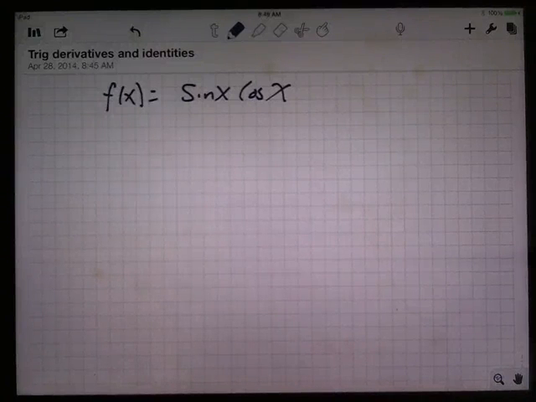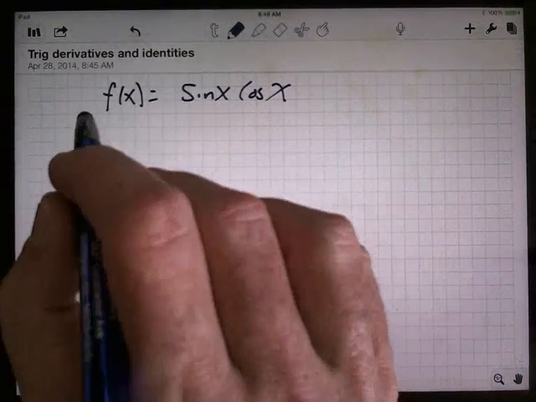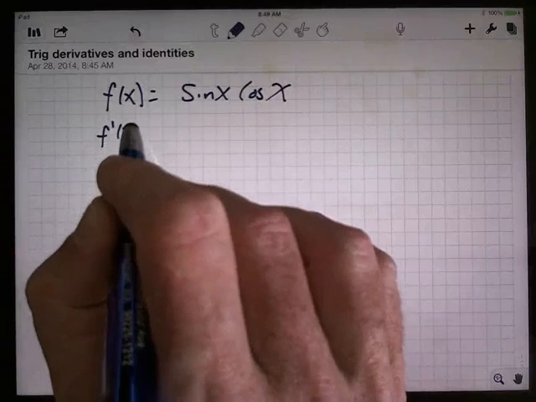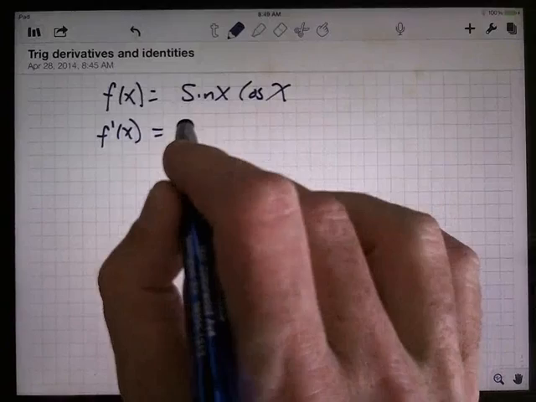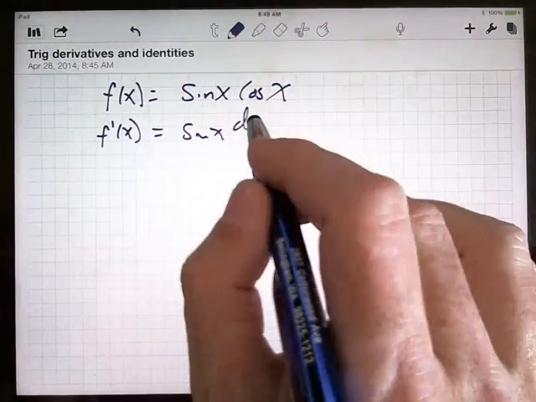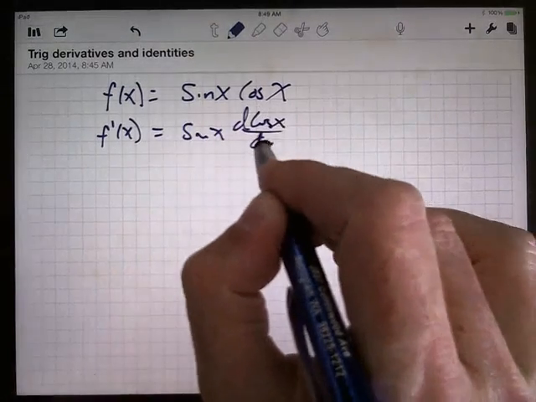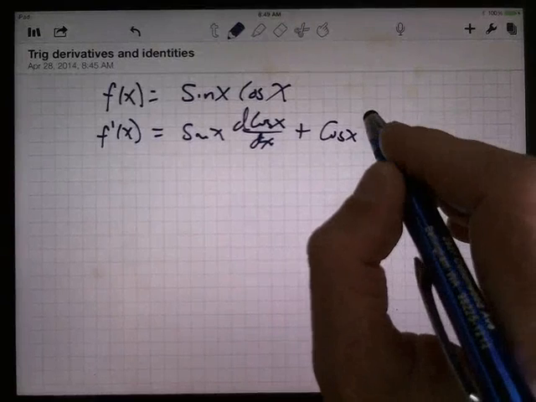I want to talk about taking derivatives here and trig identities and how they play a part. I look at a function like this. I want to take its derivative for whatever reason. The derivative is, now this is a product of two things, so I'm going to use the product rule. I've got the first function times the derivative of the second function, plus the second function times the derivative of the first.